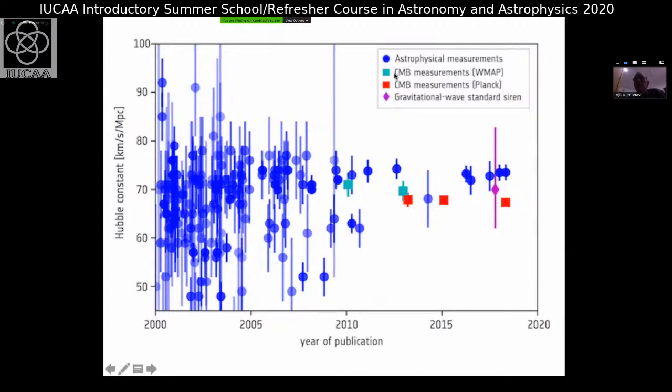So the red ones are Planck. These in the sort of green color are WMAP. And then you see that each one of these measurements, as well as the astrophysical measurements, carry small error bars. So they are both precise measurements, but there's no mixing. Meaning here, this error bar goes from there to there. So this one could be at the same Hubble value, except that the errors of measurement are much larger. Here, the errors of measurement are much smaller.